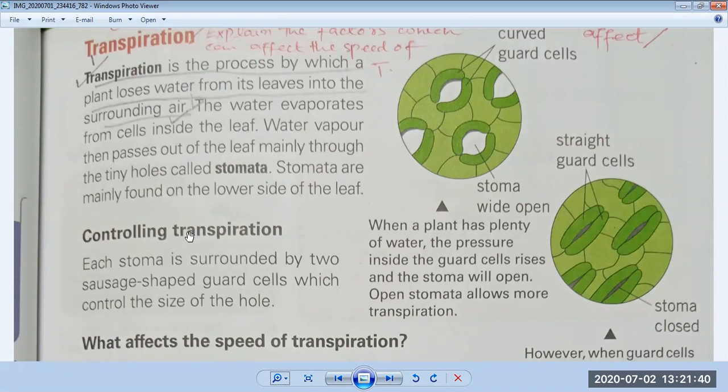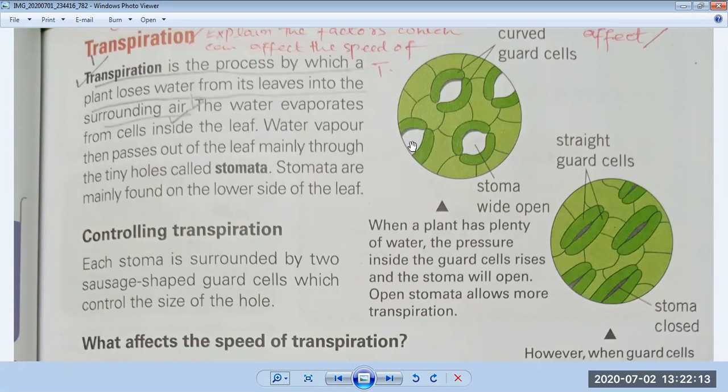So which things control the transpiration? Each stoma is surrounded by two sausage-shaped guard cells. You also have seen in the diagram. In the center, this is a stoma and it is guarded by two bean-shaped or sausage-shaped cells around it, which are called guard cells. They control the size of the hole. So if there is plenty of water, they will be open more. If there is less water, they will be open less. So this size is controlled by guard cells.